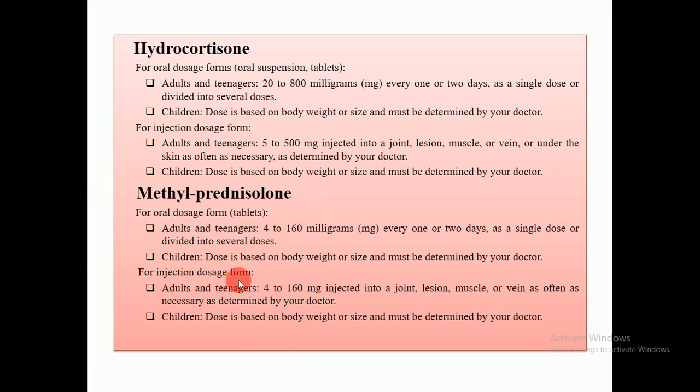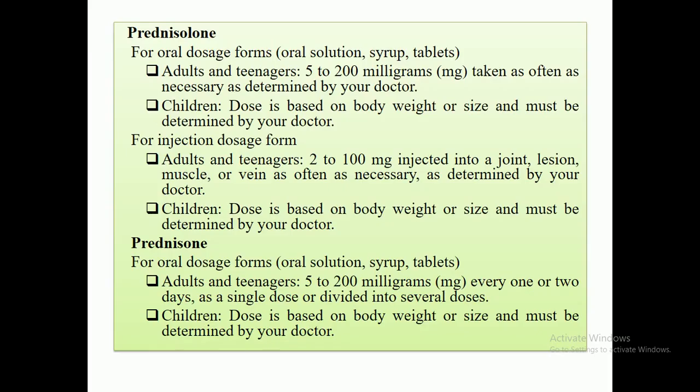Methylprednisolone is also available in injectable form. For adults, the dose is 4 to 160 milligram injected into the joint, lesions, muscles, upon necessity as determined by the doctors. Prednisolone. This is another corticosteroid drug, also available in oral dosage form: oral suspension, syrup and tablets. For adults and teenagers, the dose is normally 5 to 200 milligrams, taken as often as necessary, as determined by the medical practitioners.